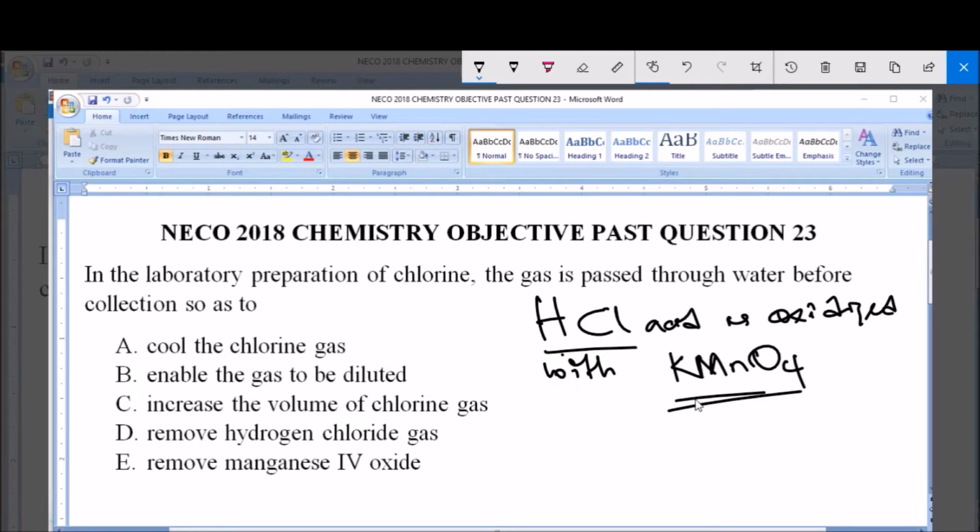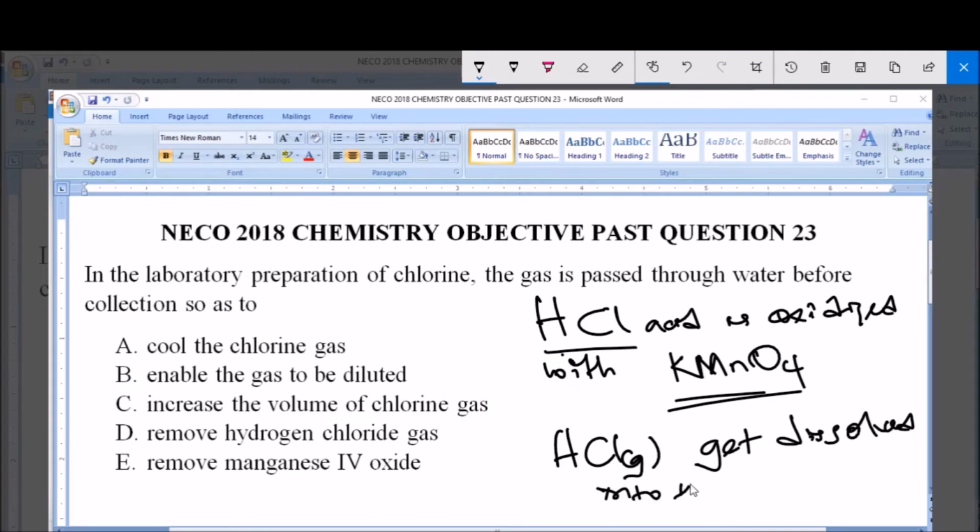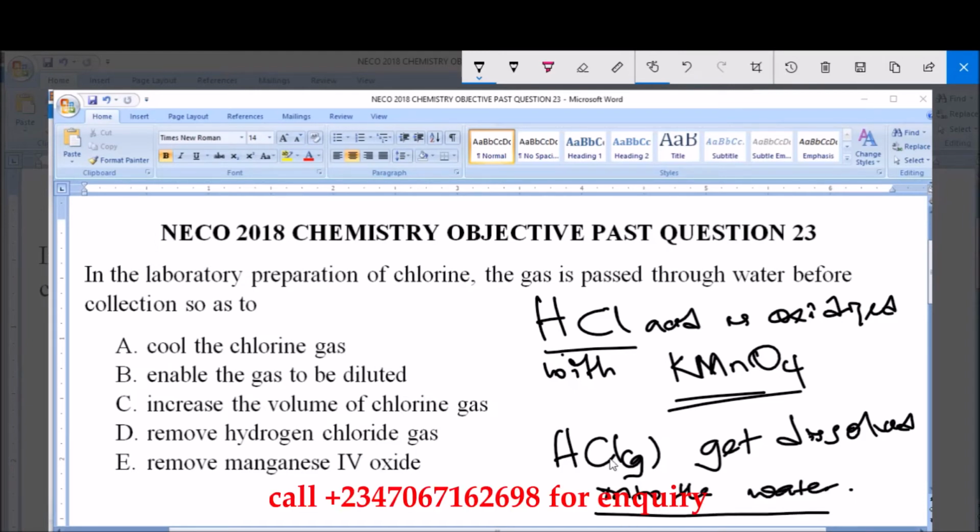Now, as this gas is moved, it gets to the water before collection. The essence of this water before collection is so that this hydrogen chloride gas that is evolved, that is the HCl gas, gets dissolved into the water. As it gets dissolved into the water, what happens? The chlorine gas becomes pure, and so then it is collected.